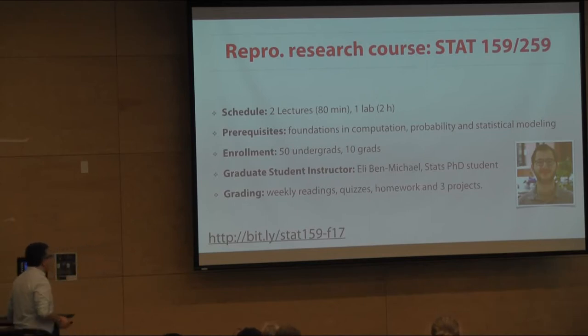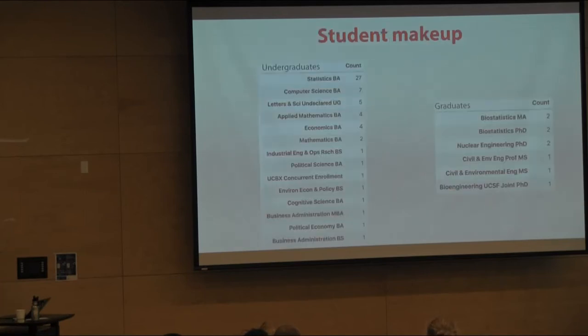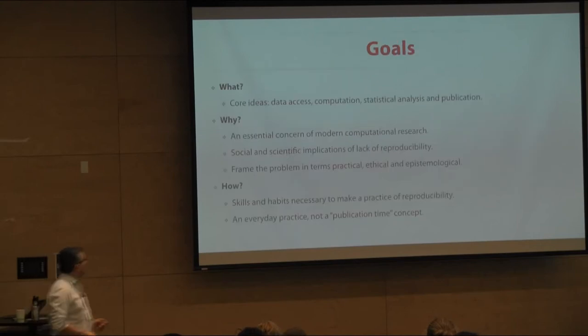I had about 50 undergrads and 10 master's students, or not 10 grad students, I had a couple PhD students. And a lot of credit goes to my wonderful GSI, who did an incredible amount of work, Eli Ben Michael, PhD student in stats. This was a course that had people a little bit from all over. Because it was listed in stats, obviously there were more statisticians than from other departments. But we did have a good mix of people, including folks like nuclear engineering PhD students and civil engineering ones.